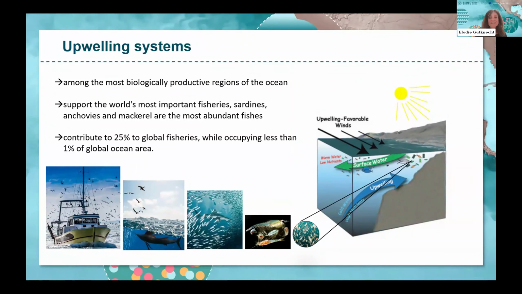So these upwelling regions are among the most biologically productive regions of the world. They support the most important part of fisheries. They contribute a quarter of global fisheries, while they only occupy 1% of the global ocean area. So they are really important areas. And the most abundant fishes are sardines, anchovies, and mackerel.